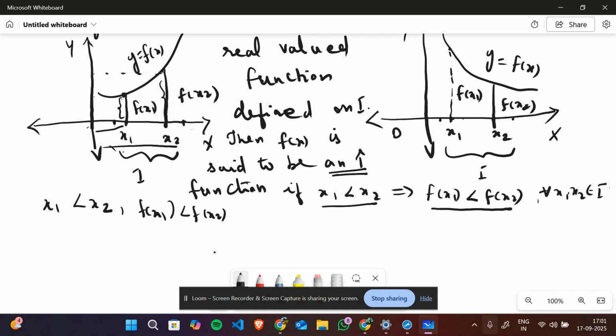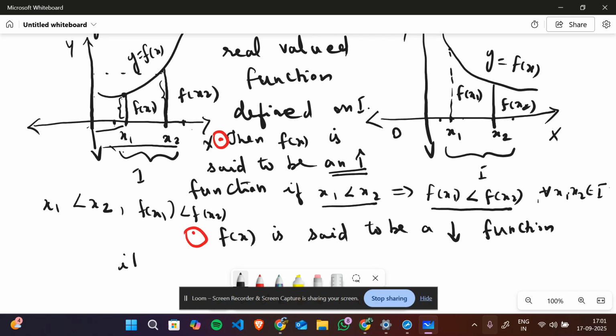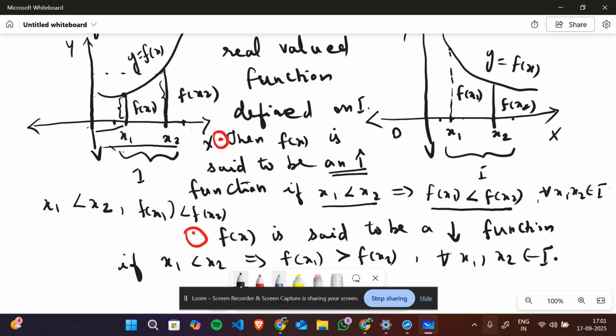Similarly, the function f of x is said to be a decreasing function, then what's the condition? So if x1 is less than x2 implies f of x1 will be greater than f of x2 for all x1 comma x2 belongs to the interval I, then the function is said to be a decreasing function. Here it is decreasing, here it is increasing.